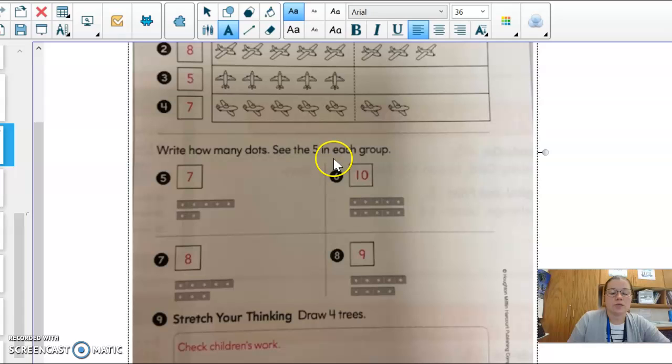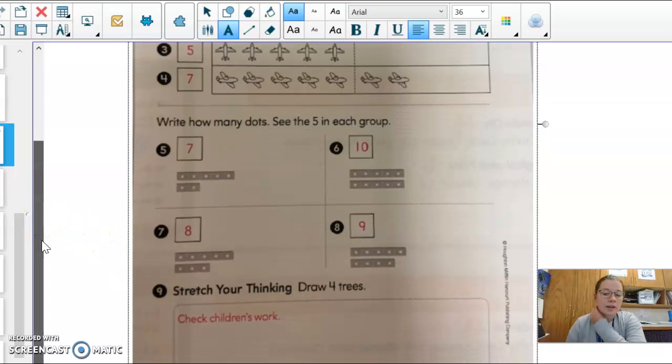Write how many dots see the 5 in each group. So these are just like those stair steps that we were working with. This is the 5 group. 5, 6, 7. 2 groups of 5 is 10. A 5 group and 3 ones is 8. A 5 group and 4 extra ones is 9. And on the bottom, number 9, stretch your thinking was draw 4 trees.